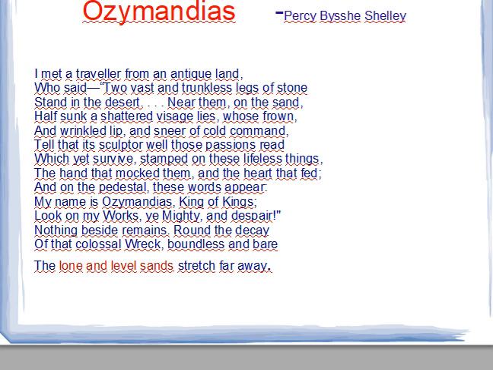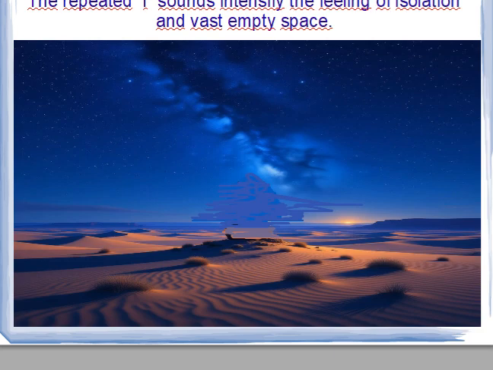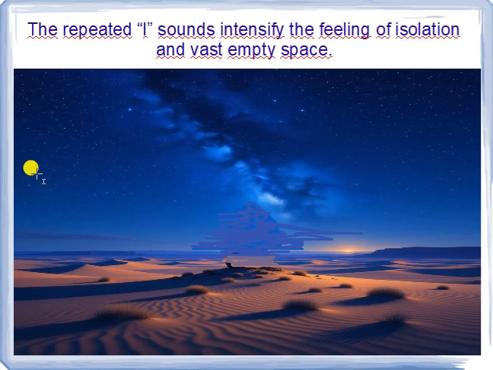So we normally say those L sounds at the end there, the lone and leveled sands, emphasize the emptiness of the desert around him. So that's the effect of that alliteration in this famous poem, Ozymandias by Percy Bysshe Shelley. The repeated L sounds intensify the feeling of isolation and vast empty space.